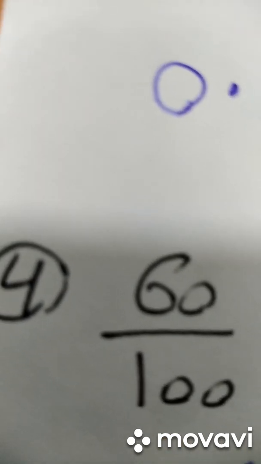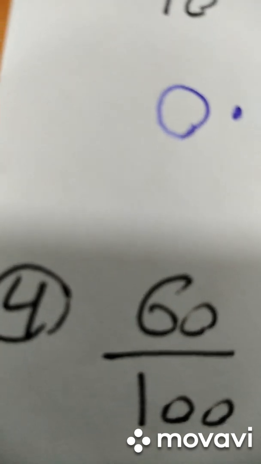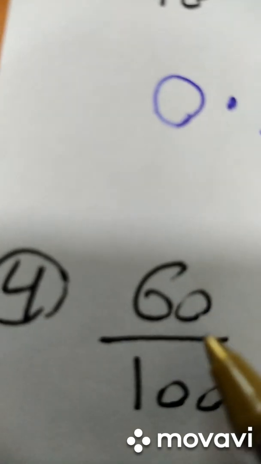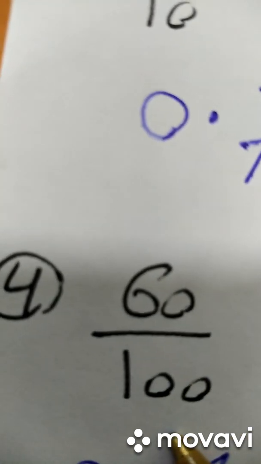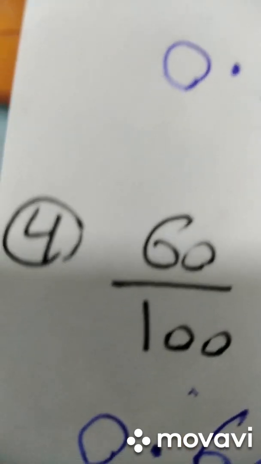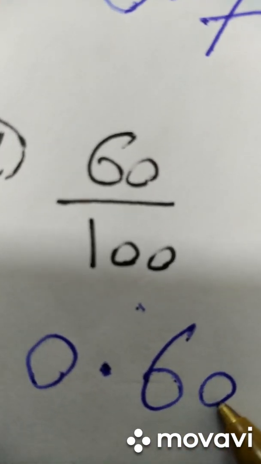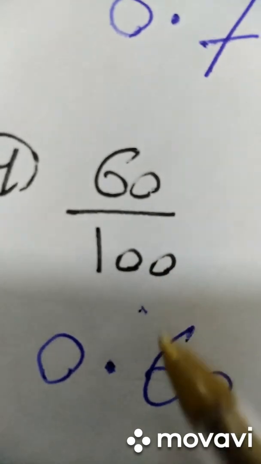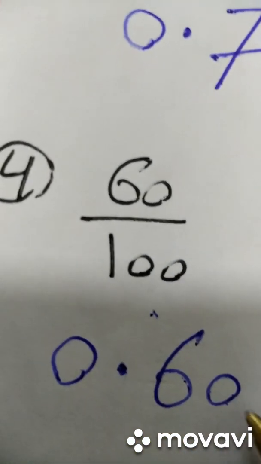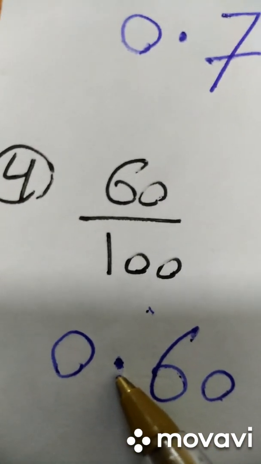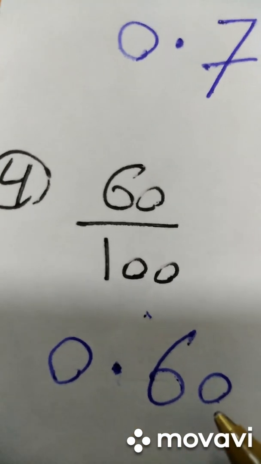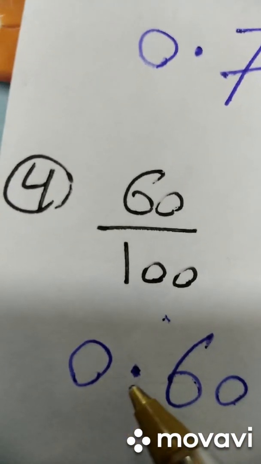Example number 4, 60 hundredths. Now we have a fraction. Let's rename it as what? As a decimal. Yes. Now put 60, then the decimal place is 2 digits, so the decimal point after 2 digits from the right. So it will be 60 hundredths in the decimal form.